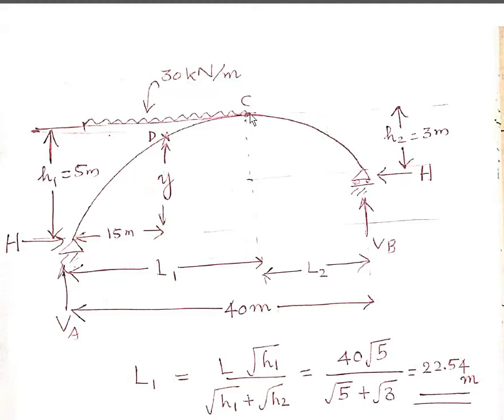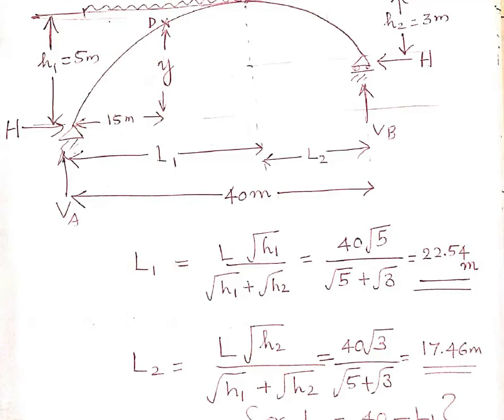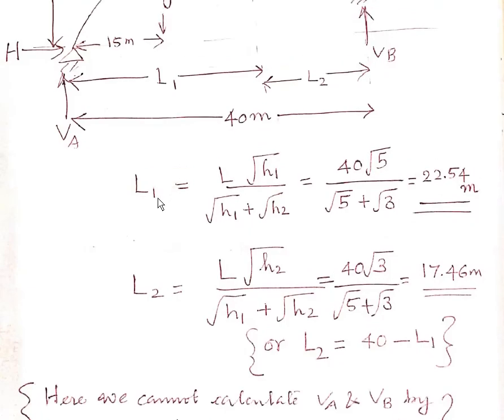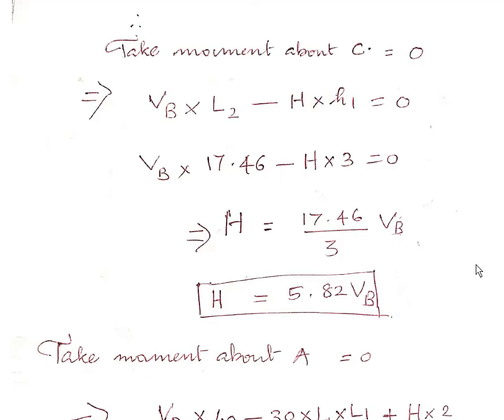And here also, if we take the moment about point C equal to 0, we will have two unknowns, but there we can express one unknown in terms of the other, and next we can take the equilibrium equation as the moment about A equal to 0. First of all, we have calculated the values of L1 and L2. So now we take the moment about C equal to 0.